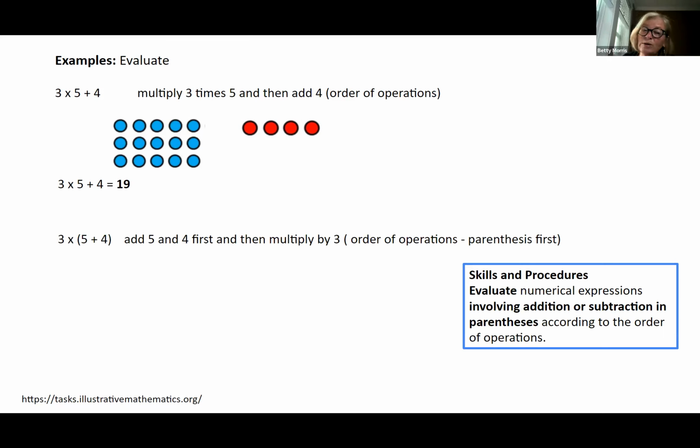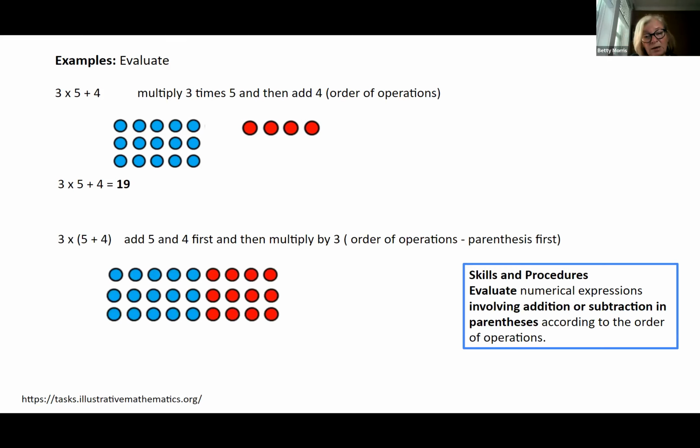So what we're going to do is add 5 + 4 first, and then multiply by 3, which is the order of operations, parentheses first. So that changes it completely to (5 + 4) × 3. And there's the equal sign that I need to change.